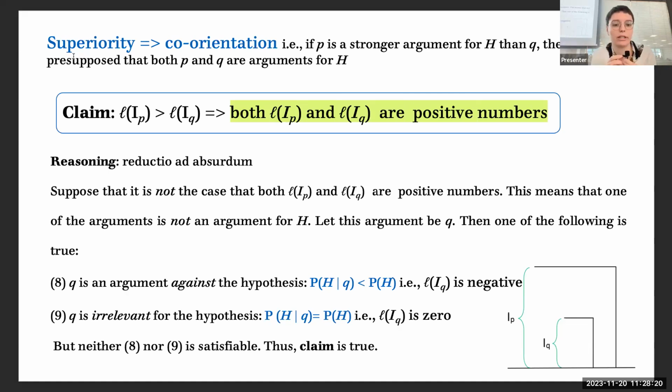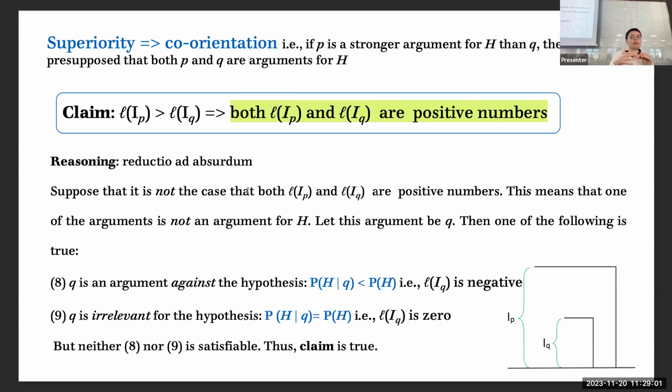Okay, so to show that, we're going to reason ad absurdum. We want to postulate that the claim is false, and then come to a contradiction. Because our claim is in the form of an implication, when is the implication false? It is false if the antecedent is true and the consequent is false. So we are going to take the consequent as a false one. Suppose that this is not the case, that both lengths are positive numbers.